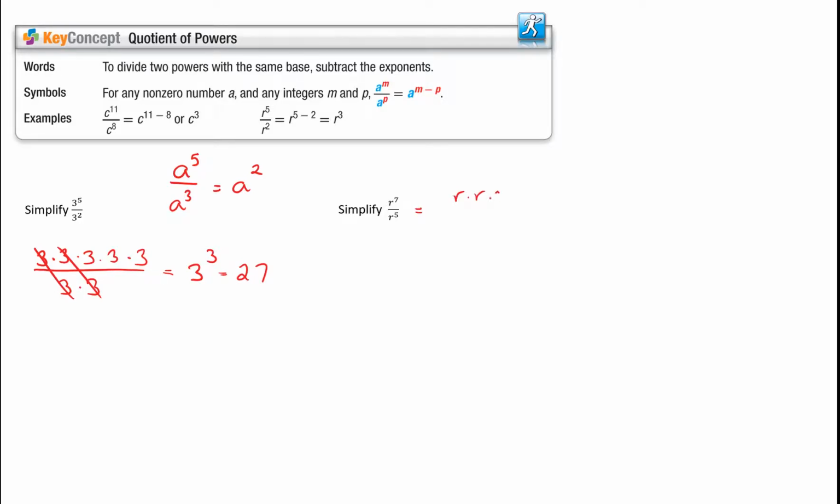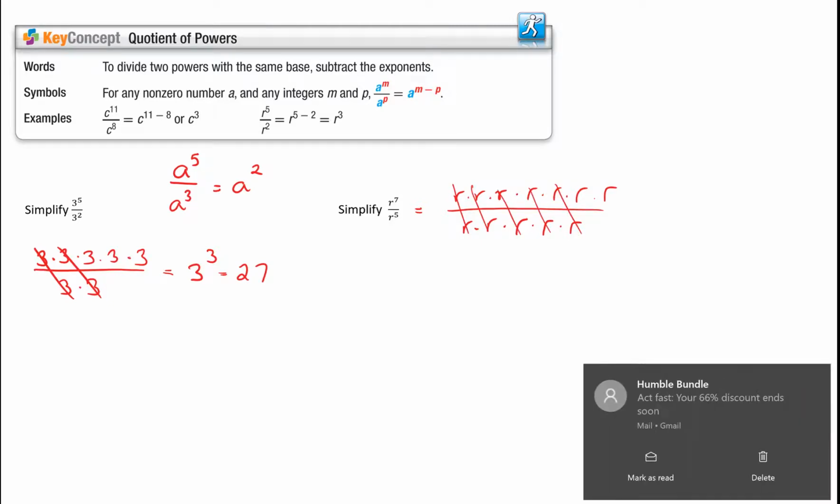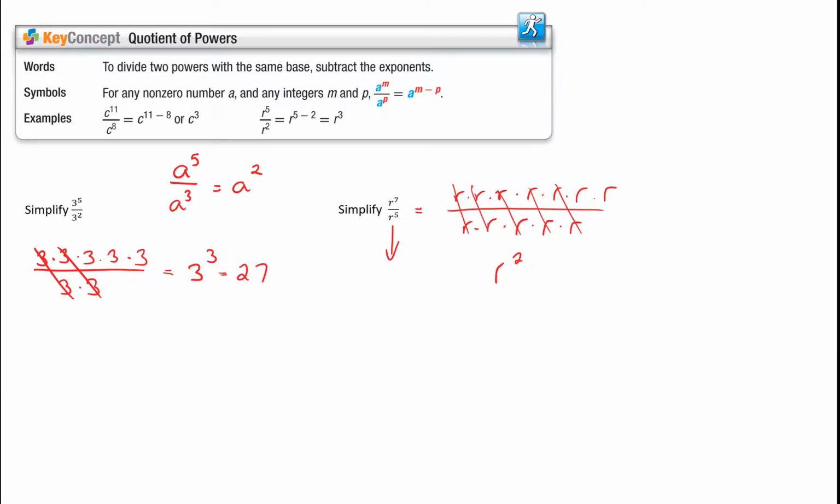Over here with our r's, same idea. There are 7 r's up top divided by 5 r's, because again, r to the fifth means multiply r by itself 5 times. Cancel out the common ones, and you're left with r squared, which is the same we get if we go the shortcut. R to the seventh divided by r to the fifth would be 7 minus 5, r squared.